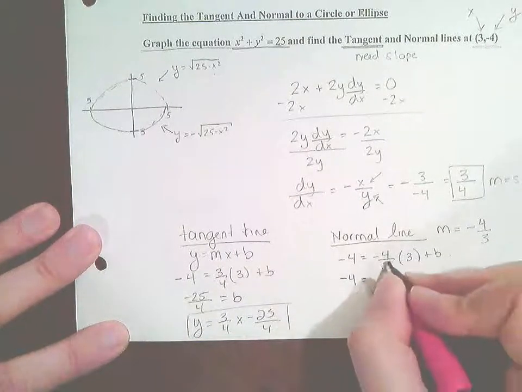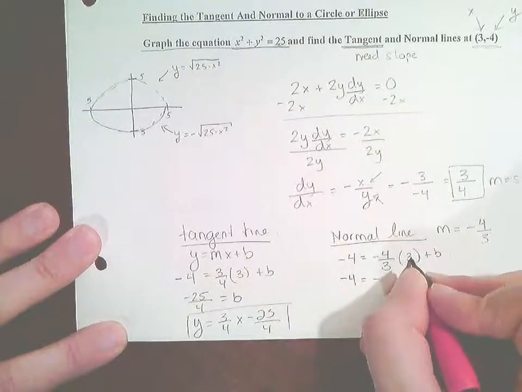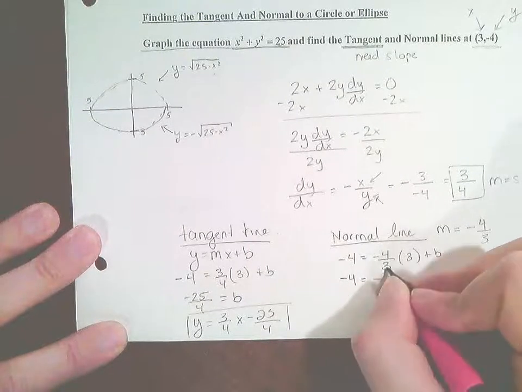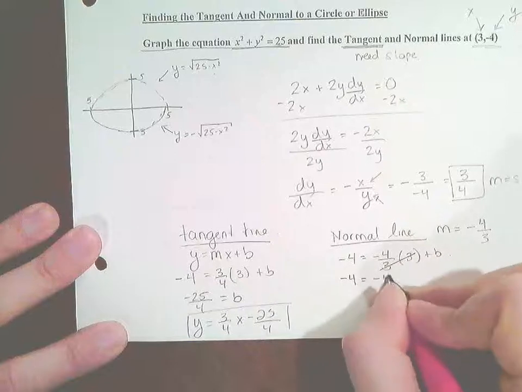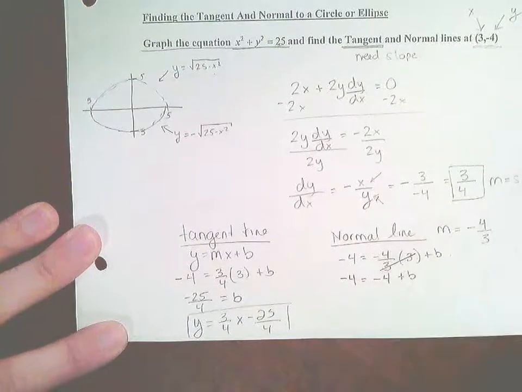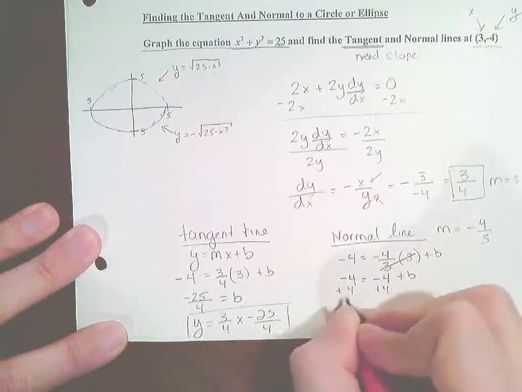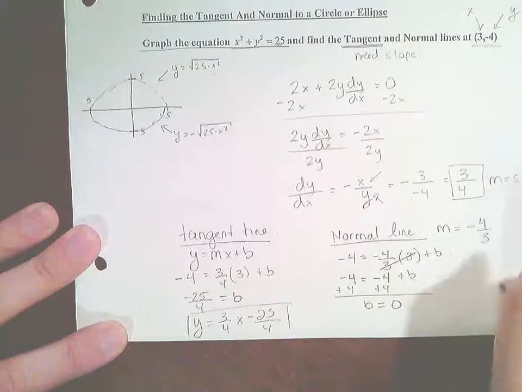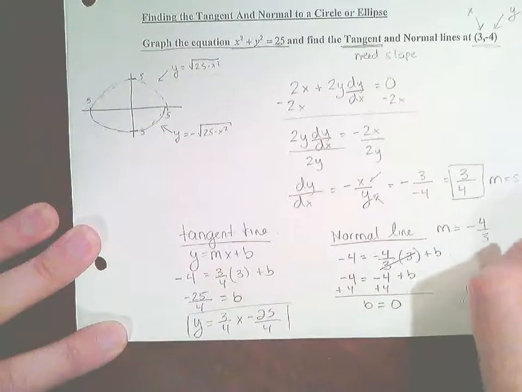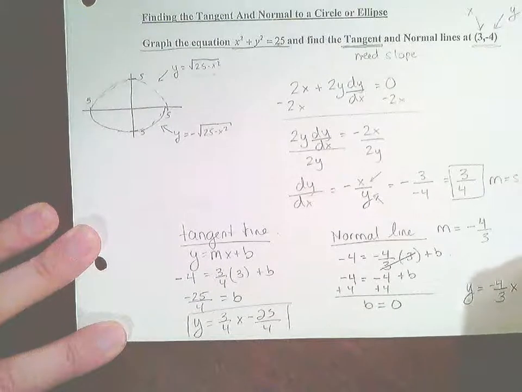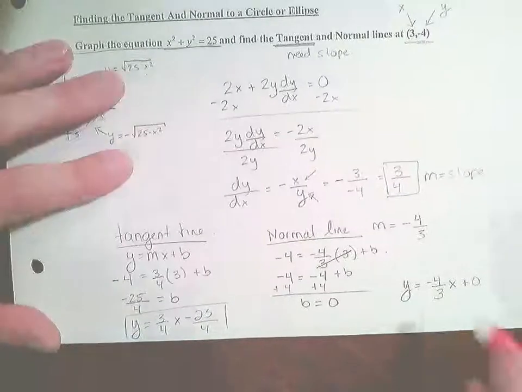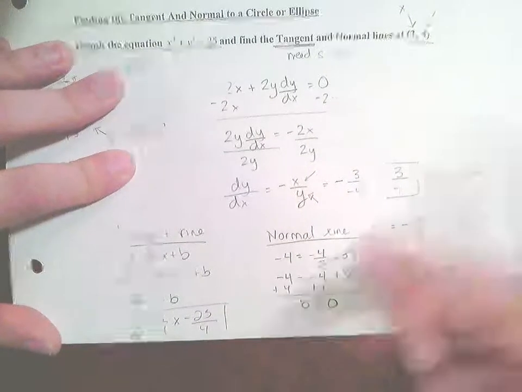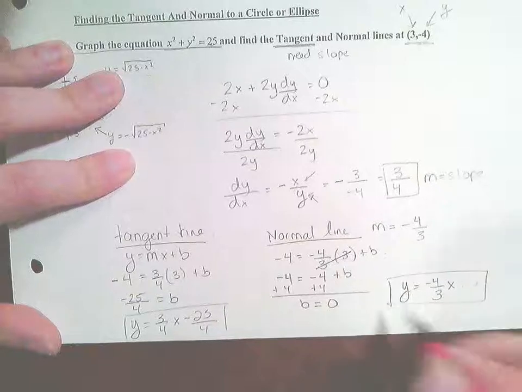So we'll work this out together. So this ends up being negative 4 times 3 divided by 3. So what happens to those 3's? They're gone. Plus b. Add 4, add 4. So what's your b? 0. So what is the equation of the normal line? y equals negative 4/3 x plus 0. But we don't have to write that plus 0, and that's the equation of the normal line.